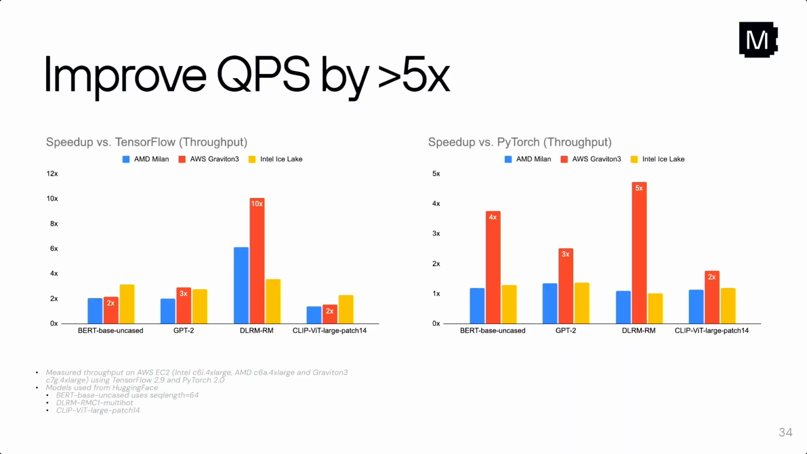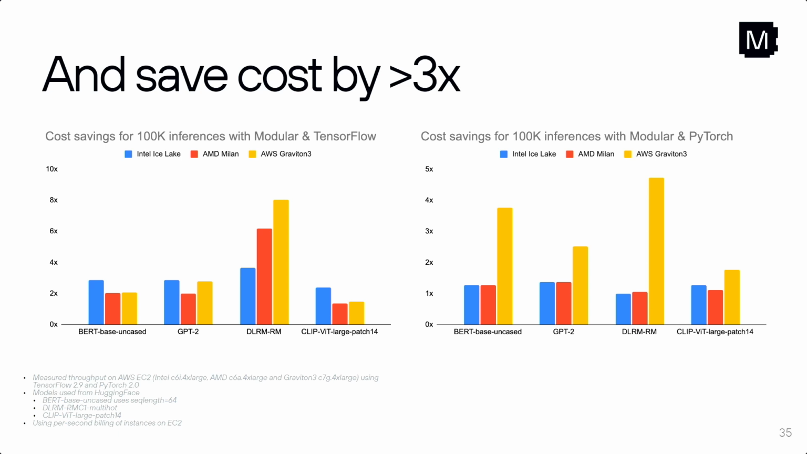In fact, we observed many multiples of improvement in throughput using Max over the stock TensorFlow and PyTorch backends. And the results are especially pronounced on Graviton 3 instances, with over a 5x improvement in throughput with certain models. The same is also true for reducing the cost of inference. With Max, we observe significant cost reductions across the board on various model types and hardware SKUs, with over 3 times cost savings enabled on Graviton.